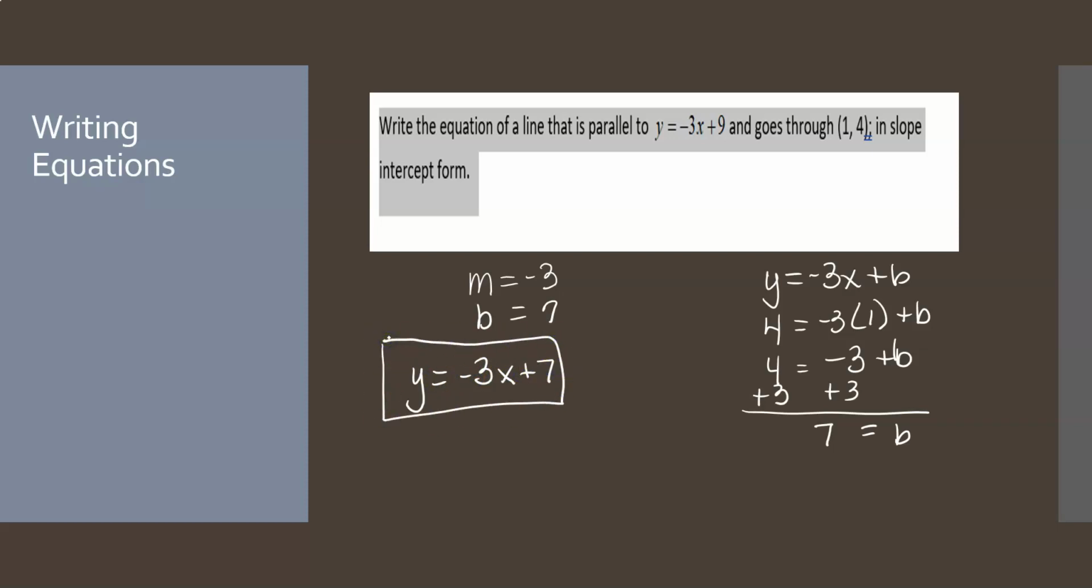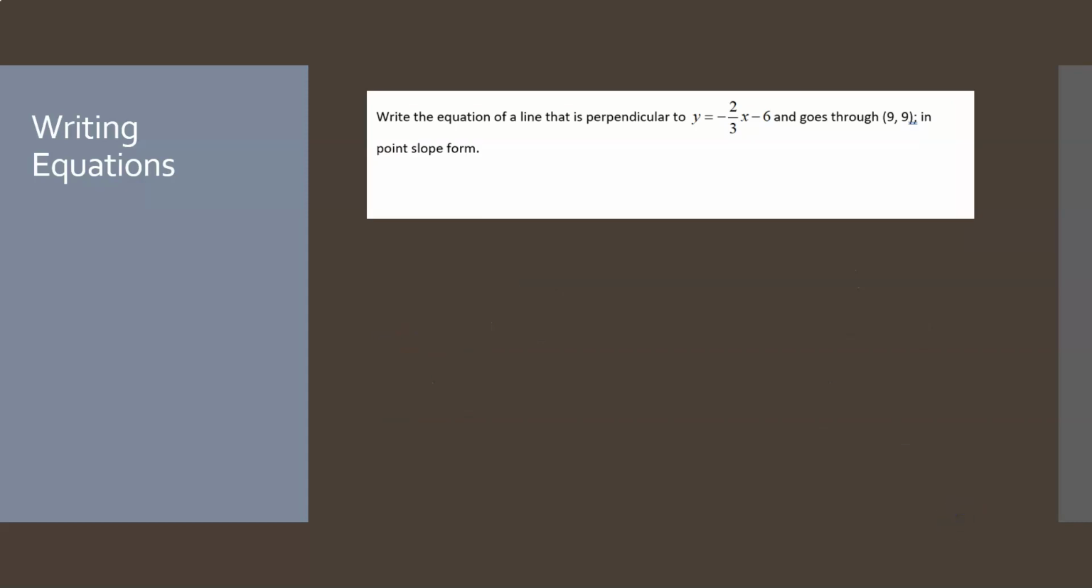All right, so let's see what we get next. Write the equation of a line that is perpendicular to y equals negative 2/3 x minus 6 and goes through the point (9, 9). And again, we want to write that, this time, in point-slope form. Okay, let's find the slope. We know that it's perpendicular, so it's going to be the opposite reciprocal. So we're going to flip it upside down, and it's negative, so we're going to make it positive.